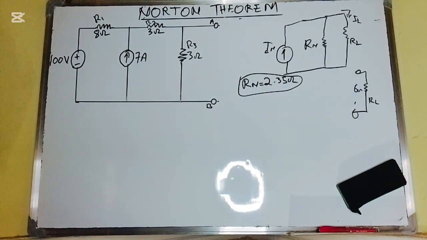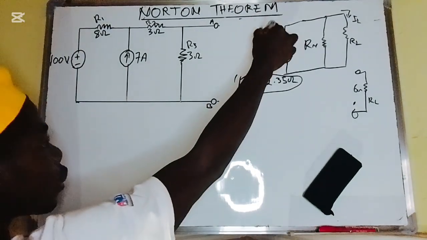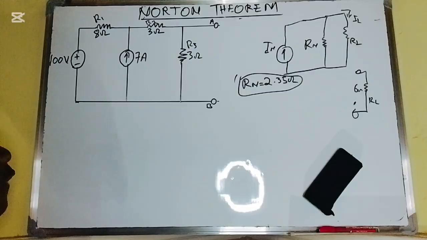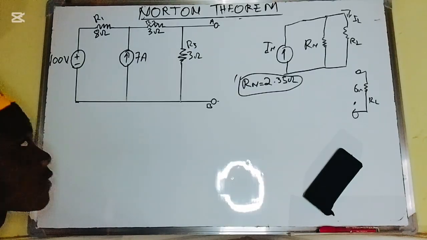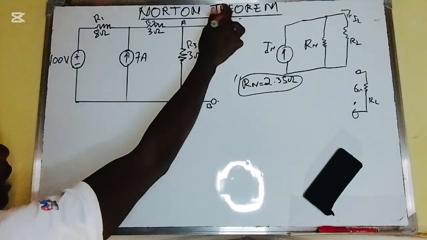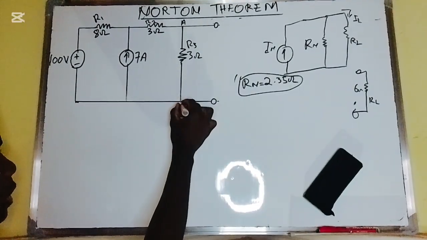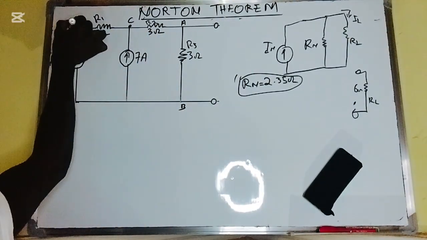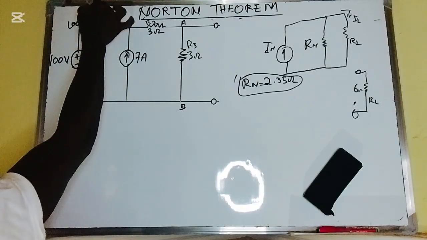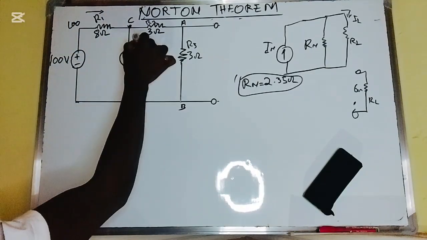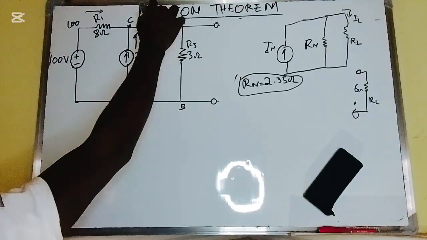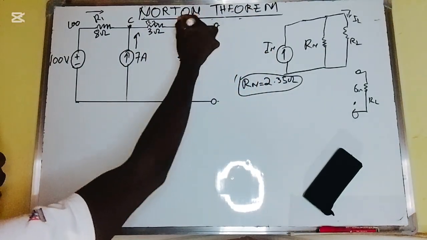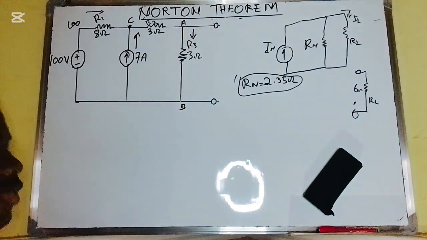If I open circuit this, the next thing to do is to find the Norton's current. We cannot find it directly, but we have to first find VC. We all know that this is the same thing as E. Let's name this point B, and this point C, and this is the same thing as this 100. The current passing through this junction cannot go here because we have an open circuit, so the current shall go directly to the 3 ohm resistance.